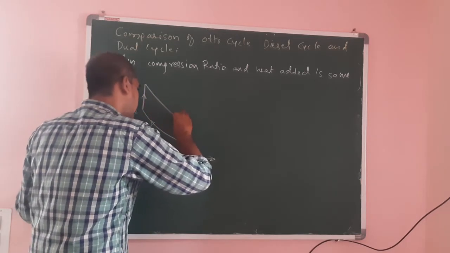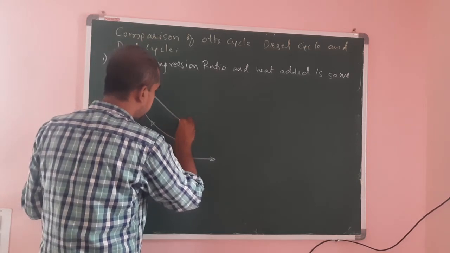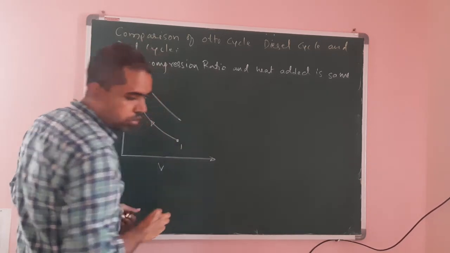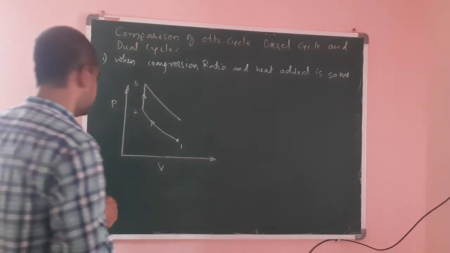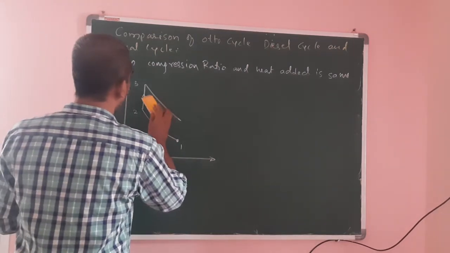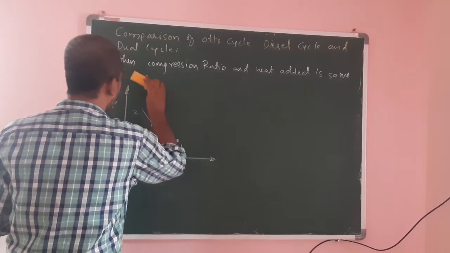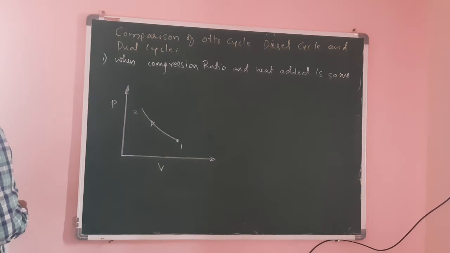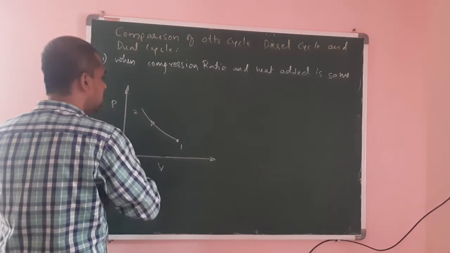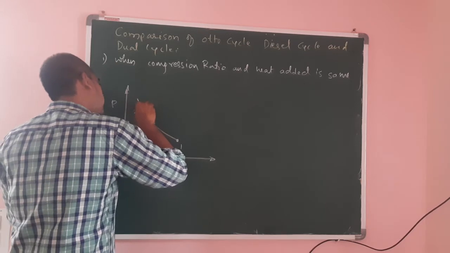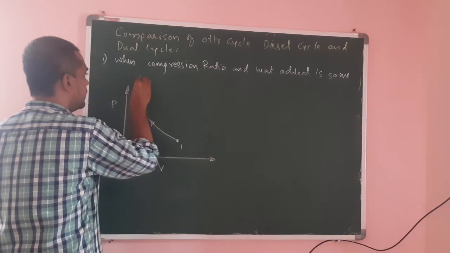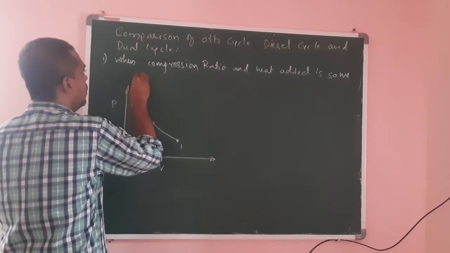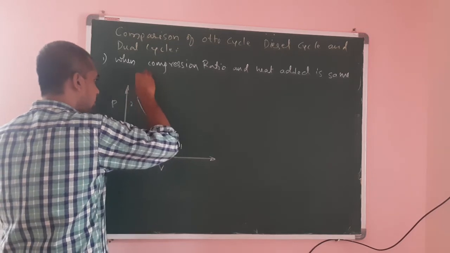3 to 4 is isentropic expansion. 4 to 1 is constant volume heat rejection. This one will be better if I draw like this, because we have to compare now. We have to draw all the processes on one PV diagram, therefore I will draw a bigger one, then only it will be better. 1 to 2 is isentropic compression, 2 to 3 constant volume heat addition. I will draw a bigger one, then it will be easier to compare.